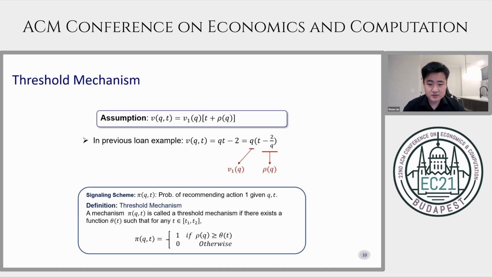A mechanism (p, q, t) is called a threshold mechanism if there exists a function theta(t), such that for all types t, if rho(q) passes this threshold, the seller will set p(q,t) equals 1, otherwise p(q,t) equals 0. That means if rho(q) passes the threshold theta(t), the seller will always recommend action 1 to the buyer. Otherwise, the seller will always recommend action 0.